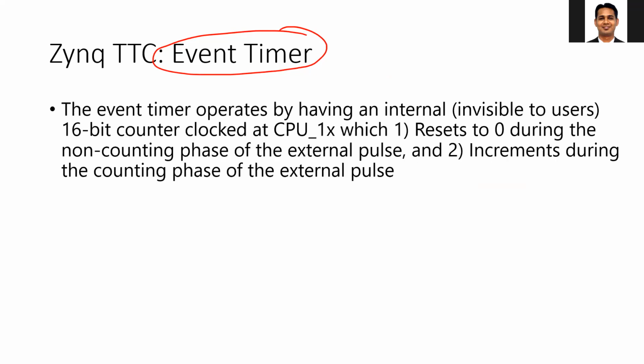Now, in the TTC timer, as I told you, it is a timer counter, and there is also an event timer, which I want to focus on slightly more. This will be used to find out the duration of a particular event, for example, the duration of a clock pulse, or the frequency of the input pulse. So the event timer outputs by having the interval invisible 16-bit counter clocked at the CPU 1x frequency.